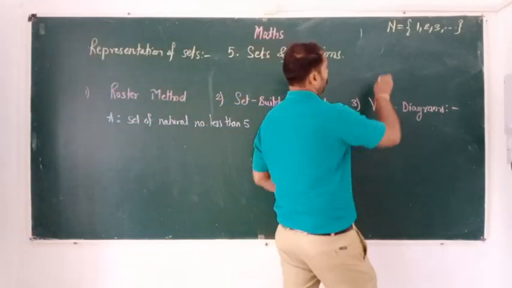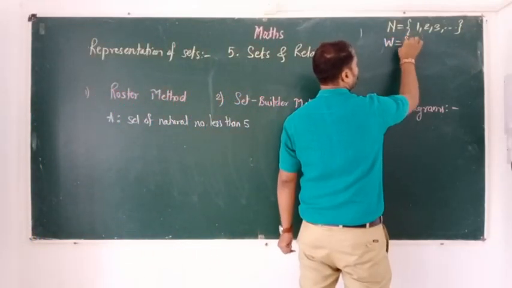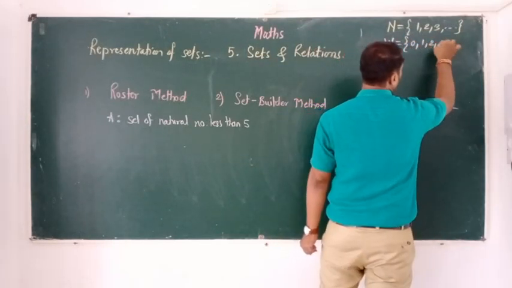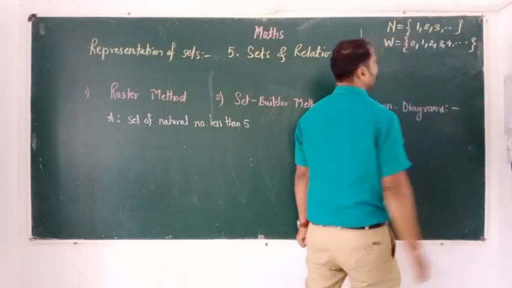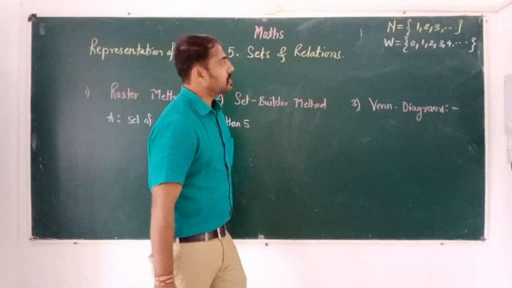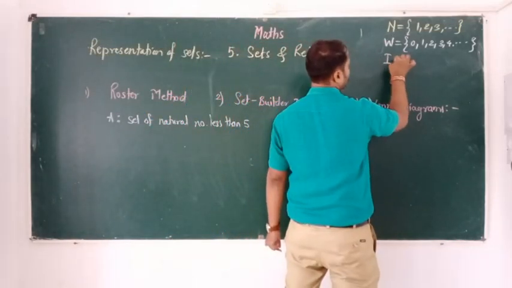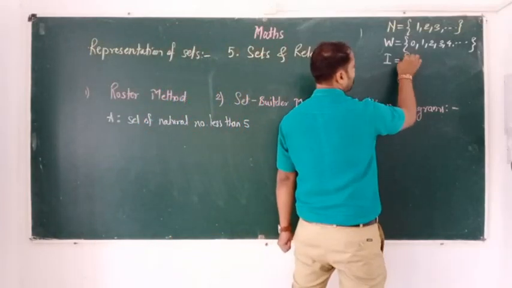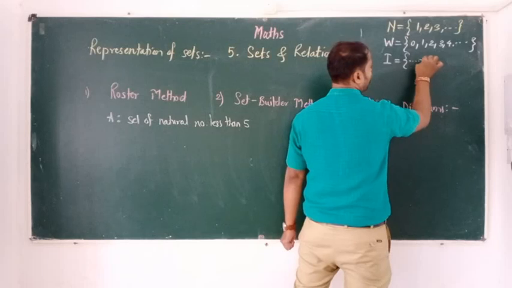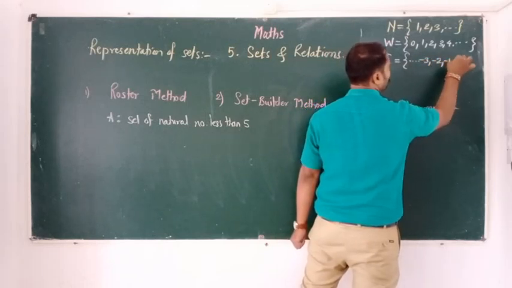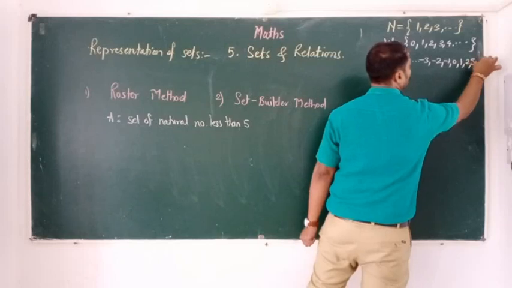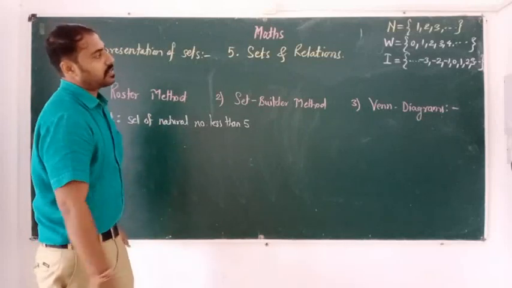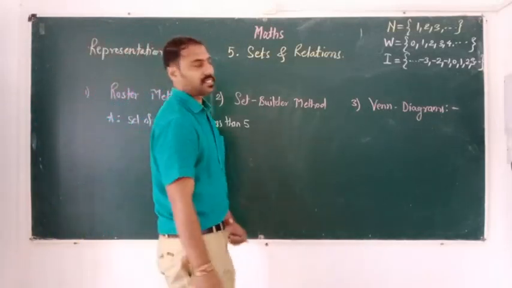After that, whole numbers. The set of whole numbers is denoted by W. W is the set of whole numbers. It starts with 0, 1, 2, 3, 4, and so on. Third type of numbers is integers. The set of integers is denoted by capital I. I is nothing but the set of integers: ..., -3, -2, -1, 0, 1, 2, 3, and so on. Means natural numbers with their negative numbers including 0.